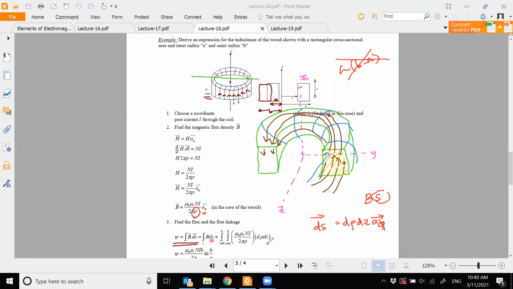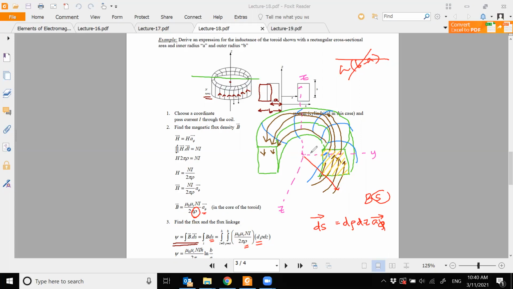So now you have to evaluate the integral. Why? Because your B is not a constant. So I cannot take this outside the integration. Very important. I cannot take this outside the integration. So now I have to integrate. So d rho, what limits is d rho taking? D rho is this one, right? See, this is the d rho.